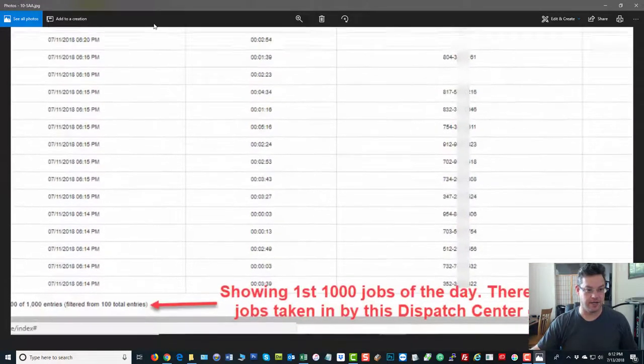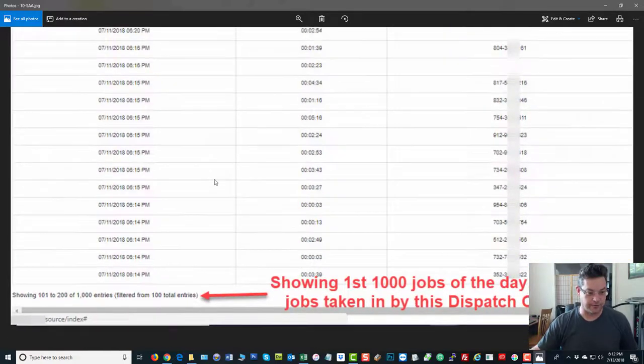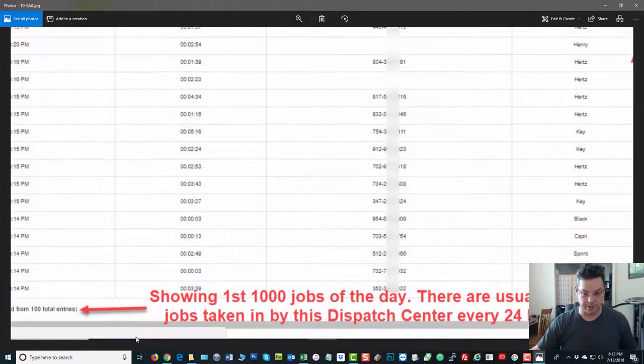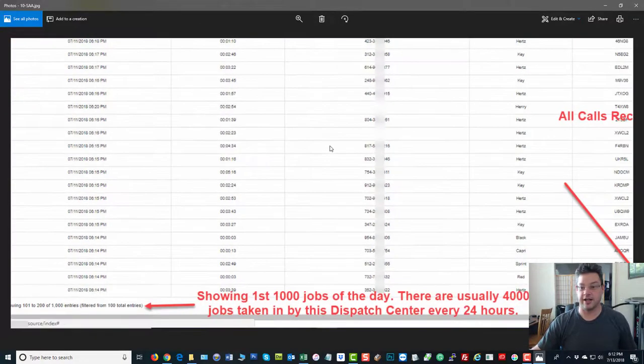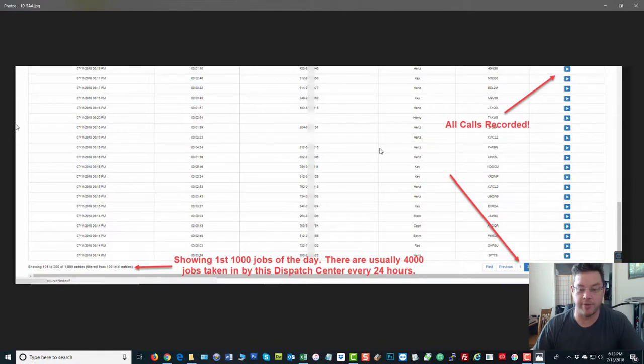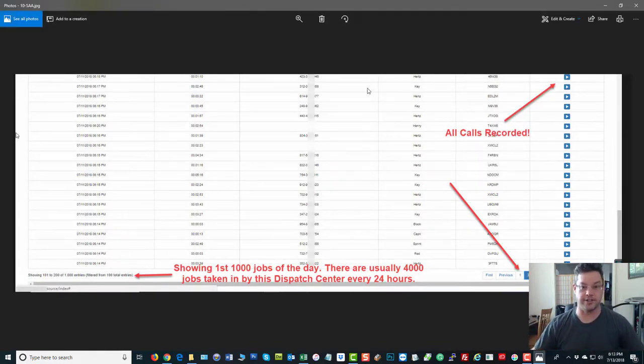And it's still continuing July 11th. This is the first 1,000 entries of the day. Usually about 4,000 jobs are taken in by this dispatch center every 24 hours. That's nuts. That's why we want to play with them. It's going to be too hard to compete with them directly. But if we elbow our way in and start running our stuff out, we're probably going to take a lot of calls away from their competition because we know how to play a bigger game.